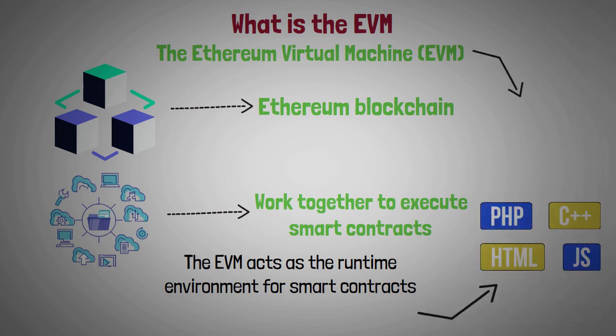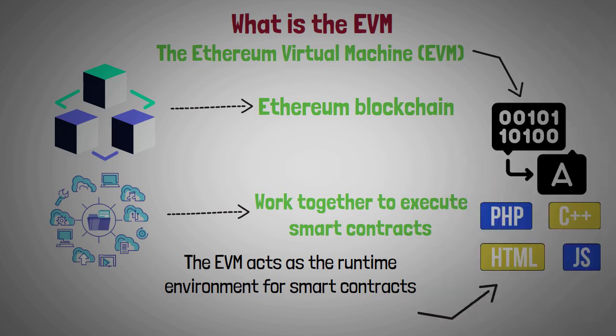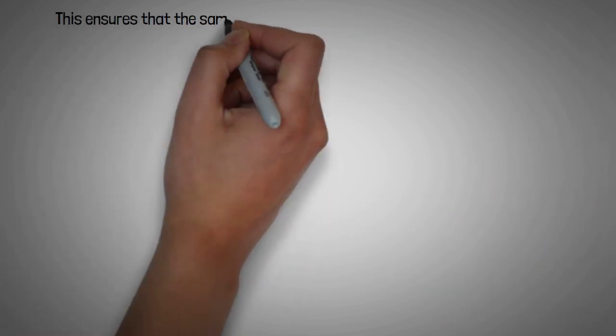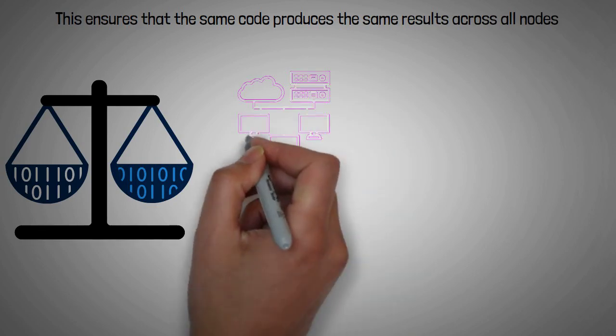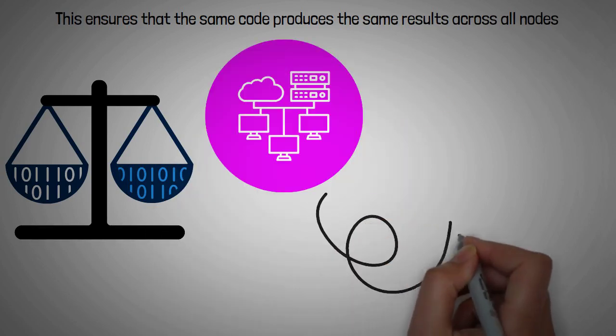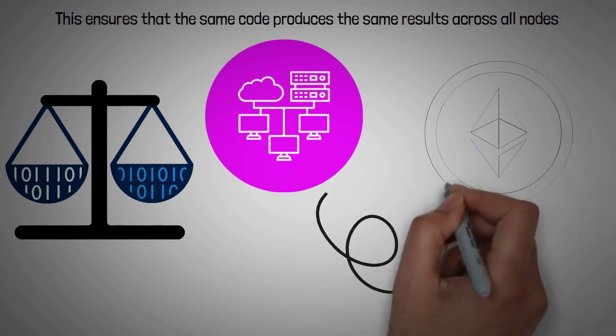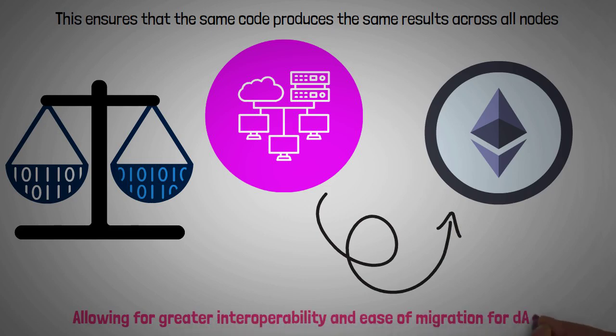The EVM translates high-level code into bytecode, which is then executed by the network of nodes. This ensures that the same code produces the same results across all nodes, maintaining the blockchain's integrity and consistency. The EVM's ability to execute complex computations in a decentralized manner makes it a crucial component of Ethereum and other blockchains that have adopted EVM compatibility, allowing for greater interoperability and ease of migration for dApps.